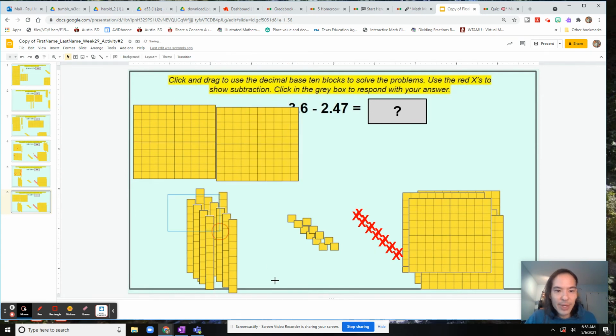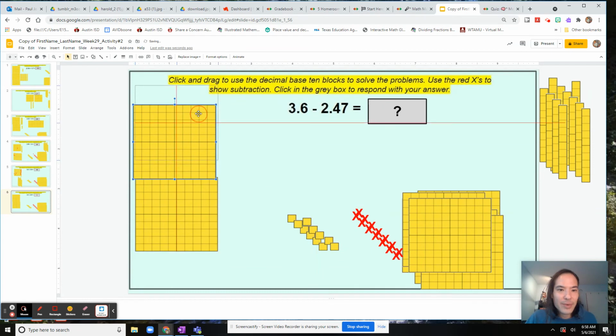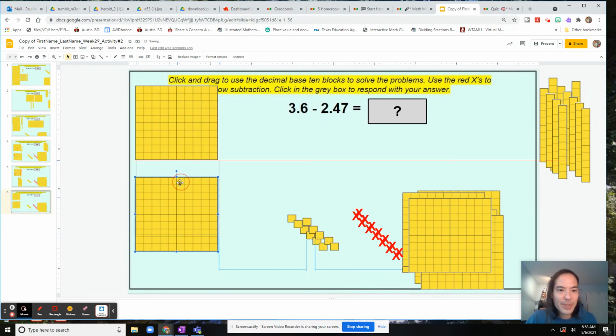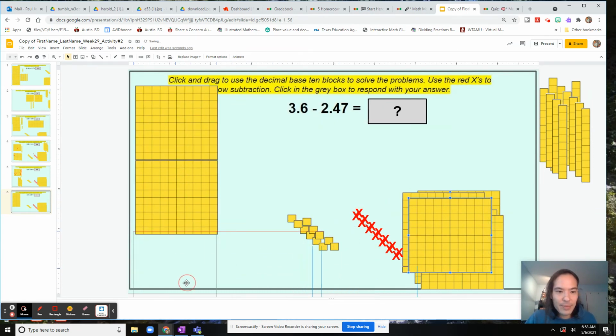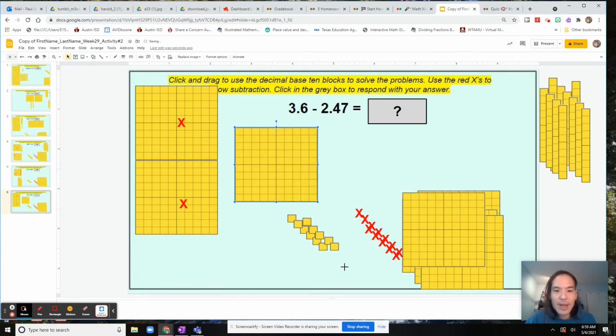Of course they would do 3. All right, so I'm going to move these over here. 1, 2, 3. All right, there's 3 wholes, and then I need to take away 2 and 47 hundredths. So here's what we're going to do. We are going to take away 1, and we're going to take away 2. So that leaves us with this one right here, right? Now we need to take away 47 hundredths from this one.